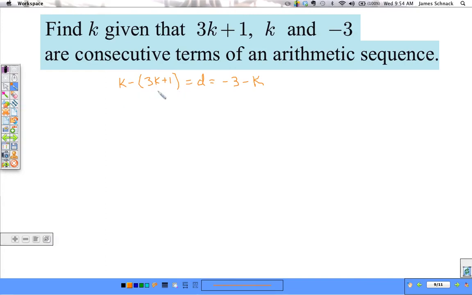So here's the first two terms. Here's the second and third term. These things have to be equal. This is something that we can solve. K minus 3k is negative 2k. Minus 1, remember this negative gets applied to both terms there. Now we solve it. Get all the k's to one side. k equals 1. Got it.